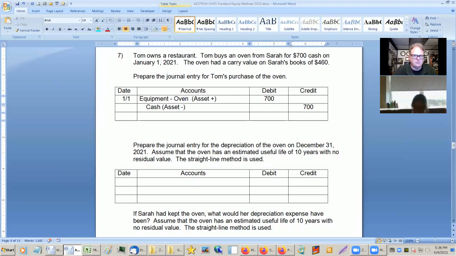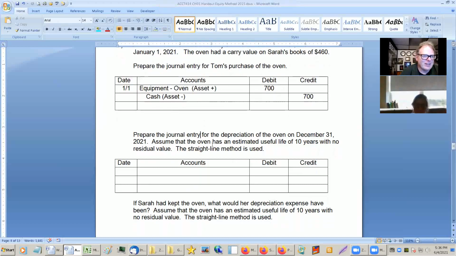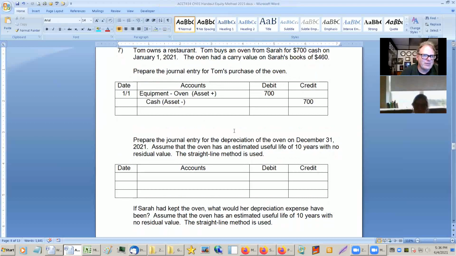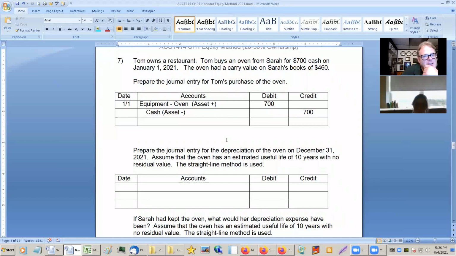I'm teaching a 210 class. Next week we go into journal entries. Michelle's eyes just glaze over. What are those? Some weird thing we came up with 400 years ago.